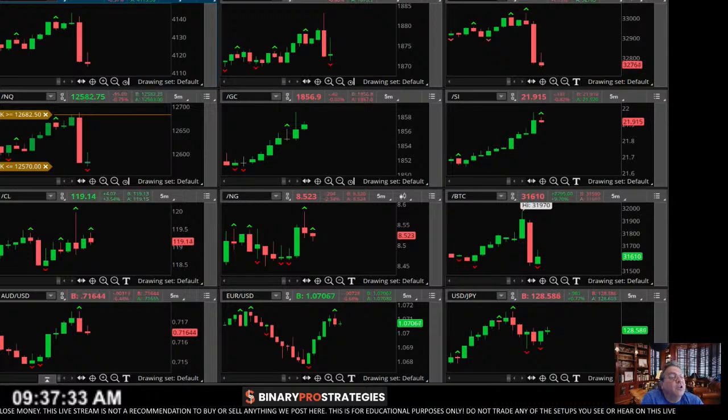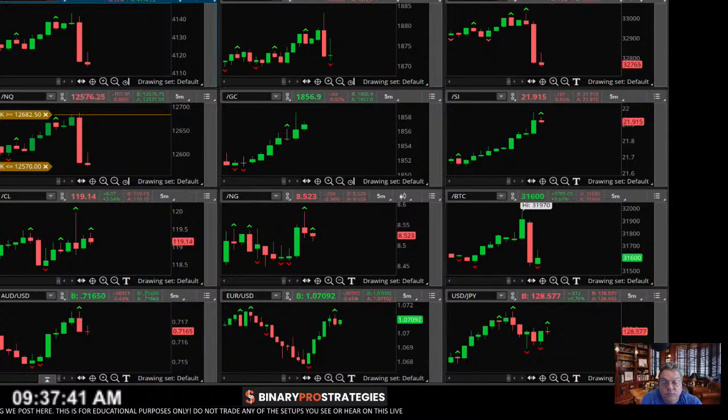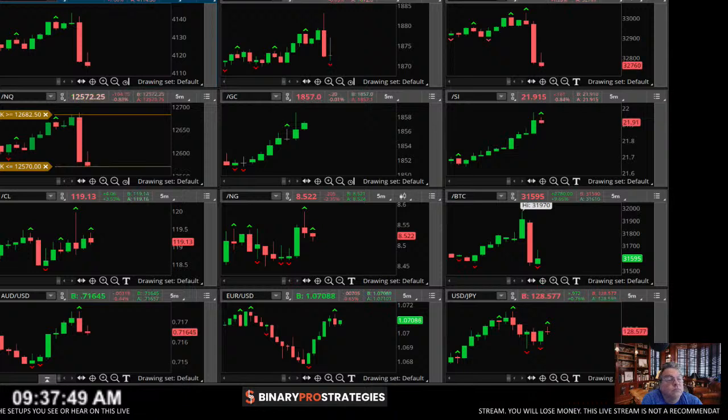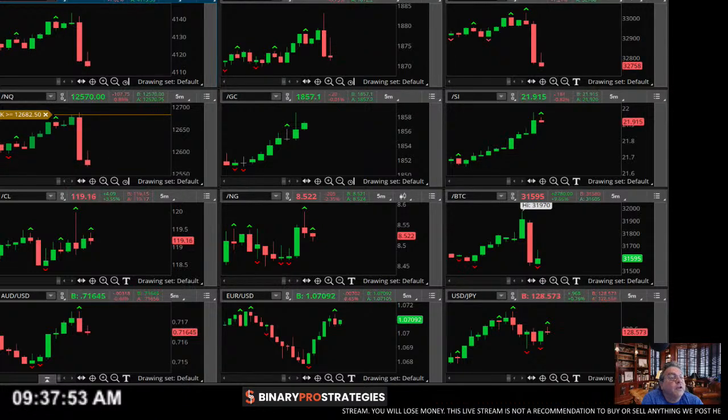Okay, NQ getting closer to target. 125.70 is its target. We're sitting at 75. Profit target hit. Target hit on NQ. Exiting NQ.